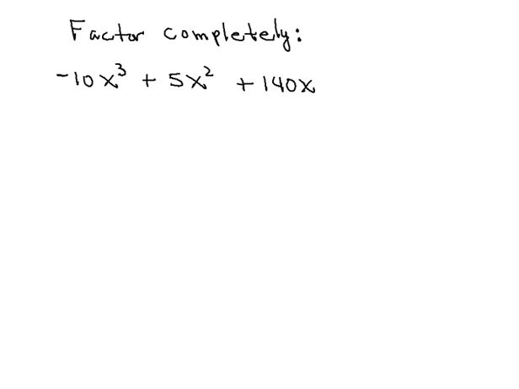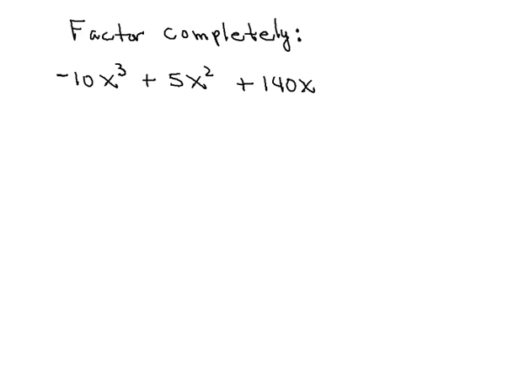Now let's next consider factoring the trinomial negative 10x to the third plus 5x squared plus 140x. You recall that the very first thing you always look for in any factoring problem is the greatest common factor of all the terms. And in this case, the greatest common factor could either be 5x or negative 5x. I'm going to choose to factor out a negative 5x.